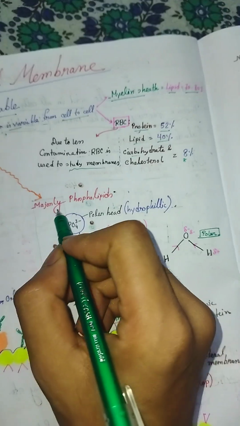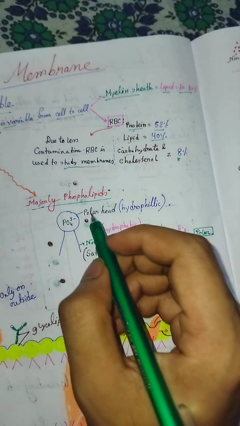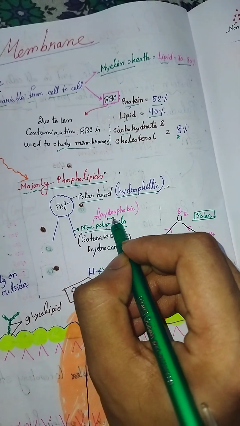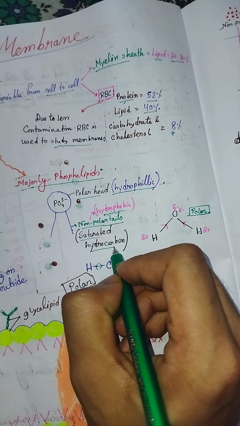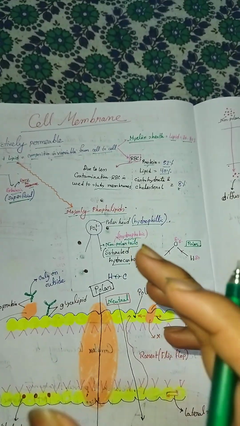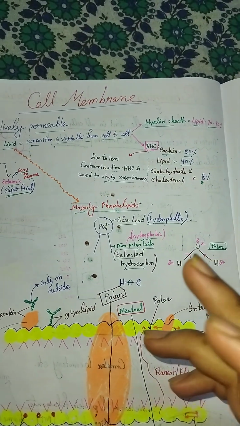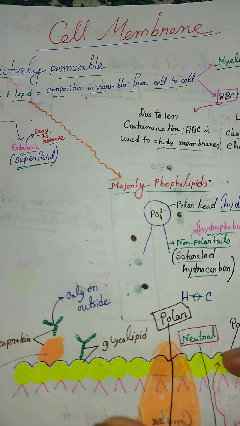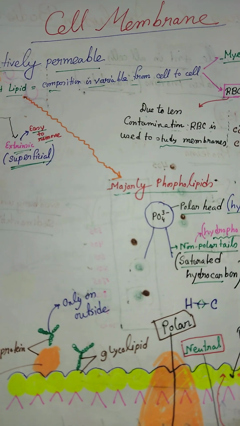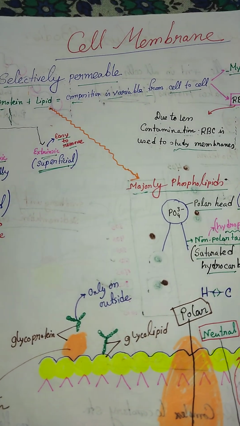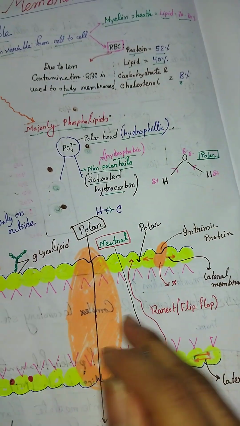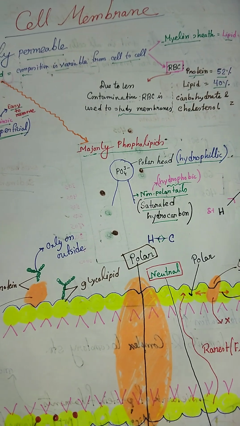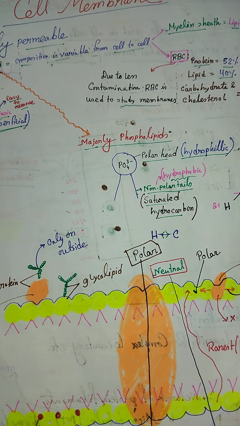Now lipids. The lipid is majorly phospholipid. It has a polar head, which is hydrophilic, and a non-polar tail, which is hydrophobic, a saturated hydrocarbon. Another point: in the membrane, carbohydrate and cholesterol are found in animals along with lipid and protein. In plants, other sterols like stigmasterol or campesterol can be found. In 1972, Singer and Nicolson gave the fluid mosaic model of the plasma membrane, according to which the membrane is a sea of lipids having icebergs of proteins.